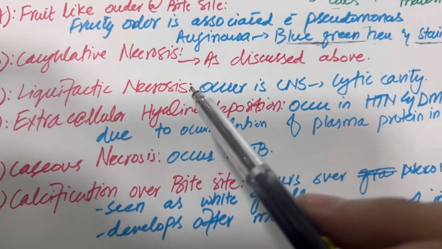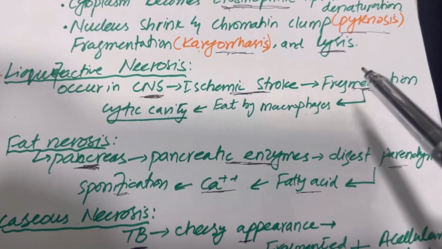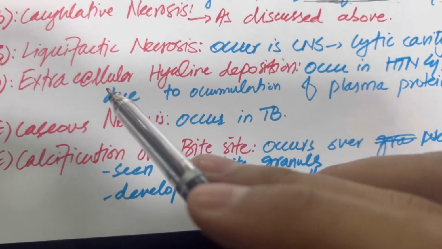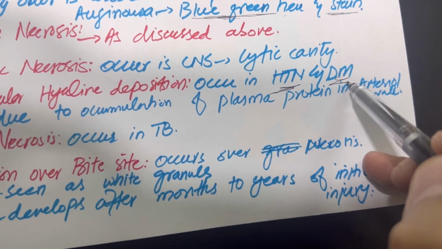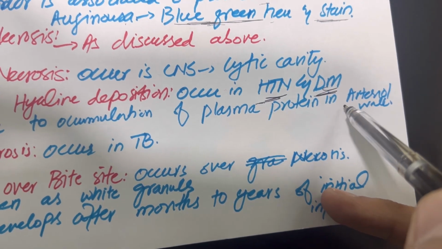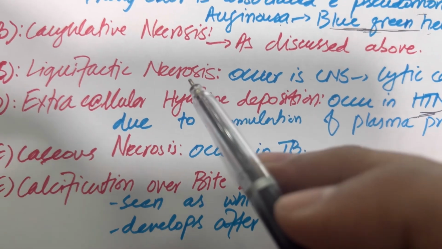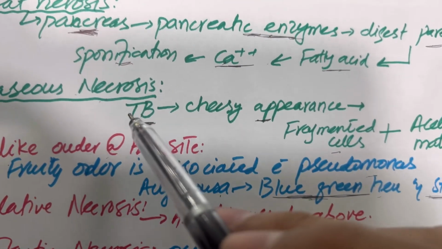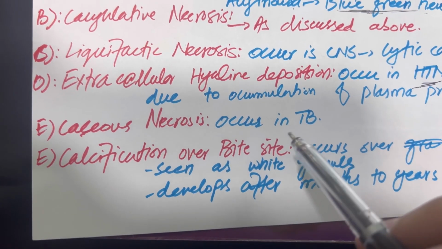And liquefactive necrosis occurs in the CNS, as we have discussed here: ischemic stroke, fragmentation, eaten by macrophages, and then a cystic cavity. Extracellular hyaline deposition occurs in hypertensive and diabetic patients, due to accumulation of plasma protein in the arterial wall, especially. So this option is not suitable. Caseous necrosis occurs in TB, as we have discussed previously, so this also doesn't match our answer.